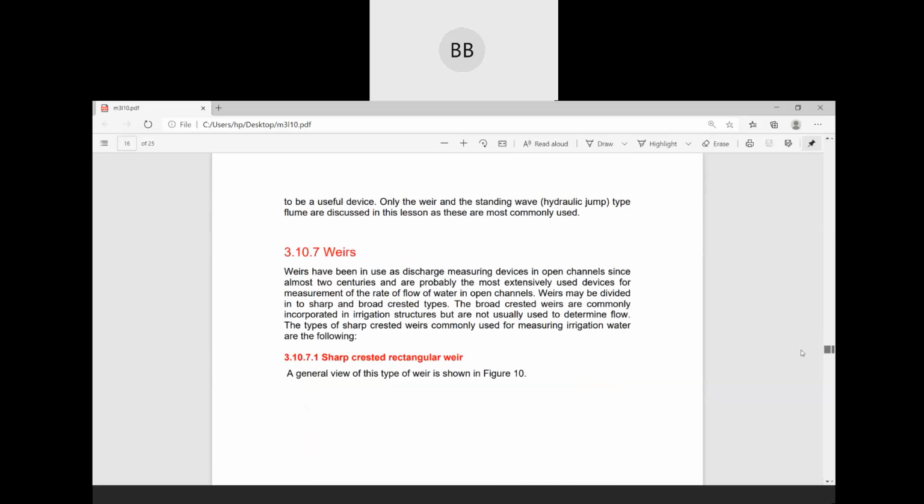For weirs you can refer to the book called Fluid Mechanics and Hydraulic Machines by R.K. Bansal. I think you already have that book. It's a very popular and famous book, and it's very good also. You can find all the fluid mechanics and hydraulic machines topics there.